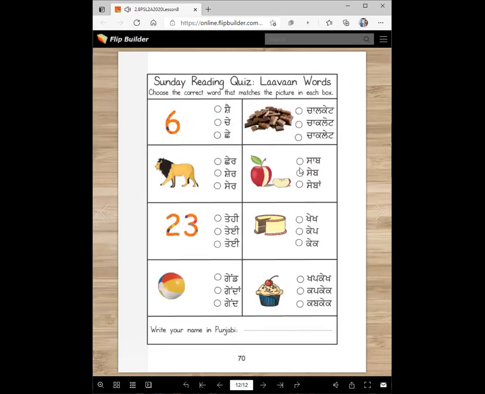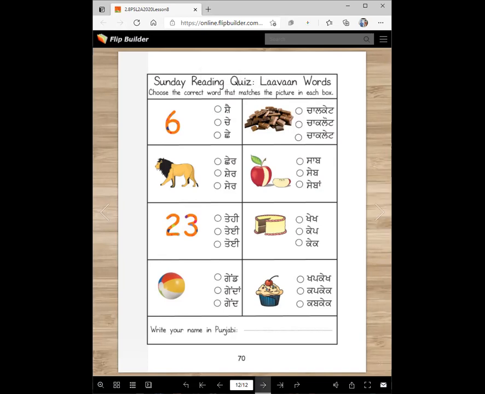And then on Sunday, or if your teacher tells you to do at home, then you do this quiz at home. So this is the number, which is a correct word. This is the share, which is the correct word. And that's what you're going to do. And here, don't forget to write your beautiful name in Punjabi. Okay. And that's the lesson for today.